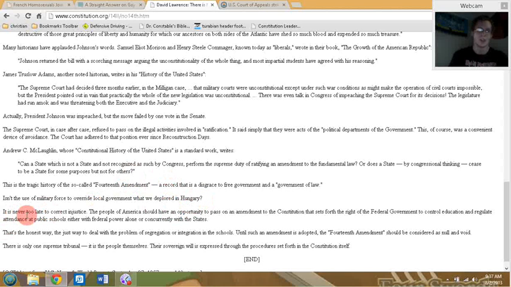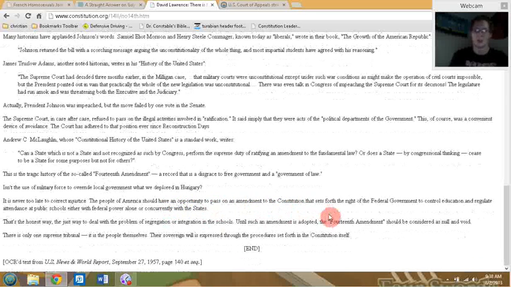It is never too late to correct injustice. The people of America should have an opportunity to pass an amendment to the Constitution that sets forth the right of the federal government to control education and regulate attendance at public schools, either with federal power alone or concurrently with the states. That's the honest way, the just way to deal with the problem of segregation or integration in schools. Until such an amendment is adopted, the 14th Amendment should be considered as null and void. There's only one supreme tribunal. It is the people themselves. Their sovereign will is expressed through the procedures set forth in the Constitution itself.